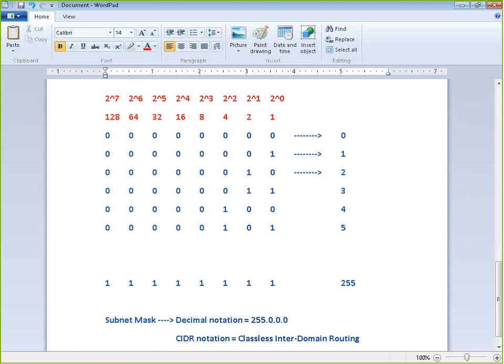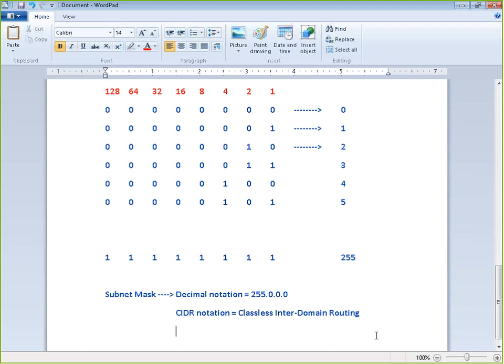So this was the decimal notation 255.0.0.0. But when I talk about CIDR notation, it's going to be in this format. Let me just put that up for you. The CIDR notation is going to be /8. You have to put a slash and then you have to define a number. Now what does this number represent? Well, if you notice in this particular example of the decimal notation 255.0.0.0, the CIDR notation becomes /8. Now how do we derive it?